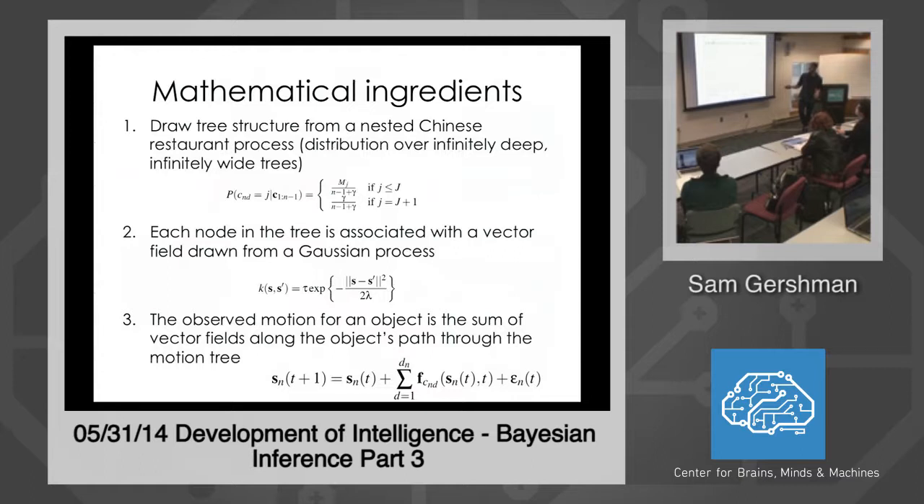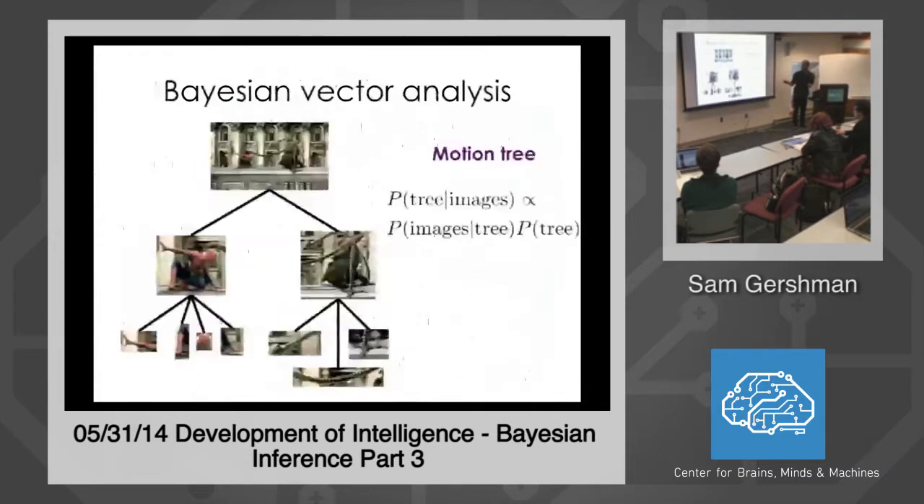And then finally, one nice thing about using Gaussian processes is that the sum of Gaussian processes is another Gaussian process, and that means that you can take the tree structure and analytically marginalize out all of the component motions to compute the marginal likelihood of the actual observed motion. So that allows us to compute this posterior probability over trees given images, rather than dealing directly with the component motions, by marginalizing them out.